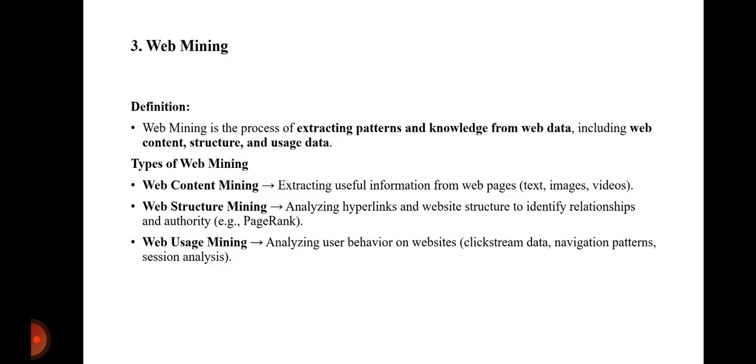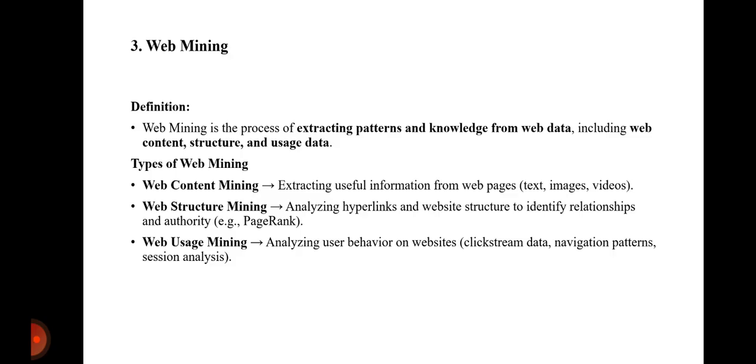So the types of web mining we have are web content mining, web structure mining, and web usage mining. Web content mining is the process which extracts knowledge from the actual content of web pages such as text, images and multimedia. Technologies like text mining and natural language processing are used to find patterns, which can then be applied to tasks like sentiment analysis and product recommendations. It's nothing but web content mining.